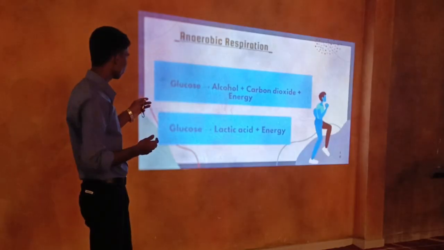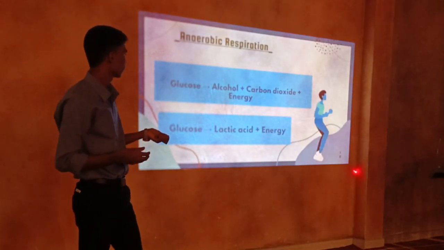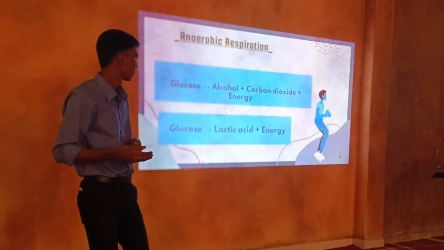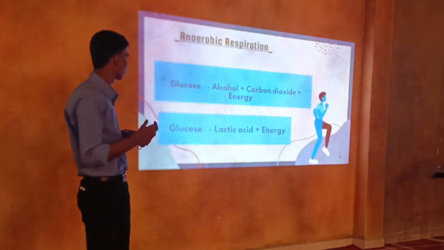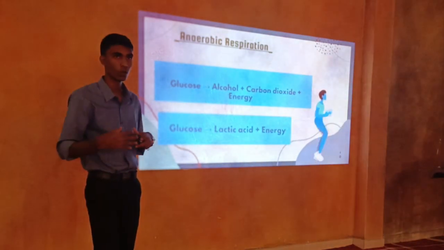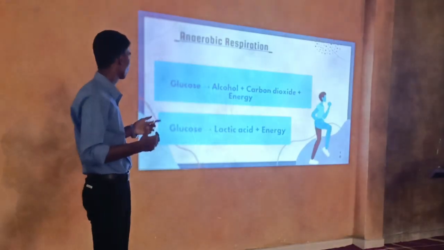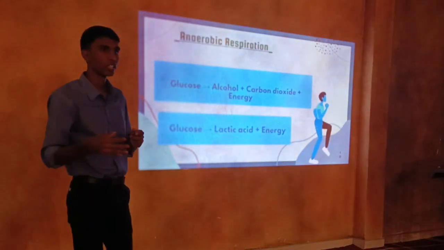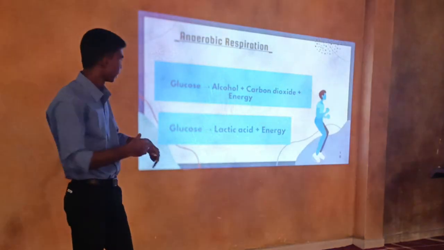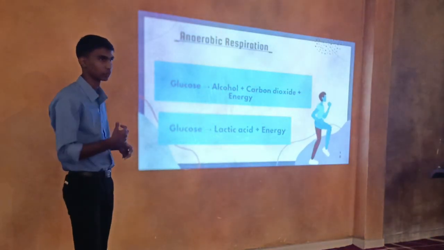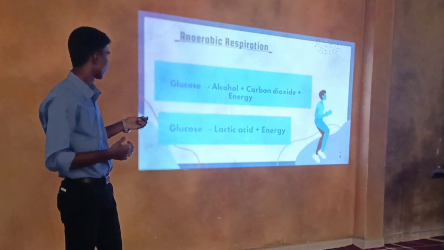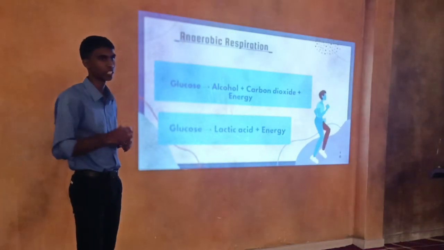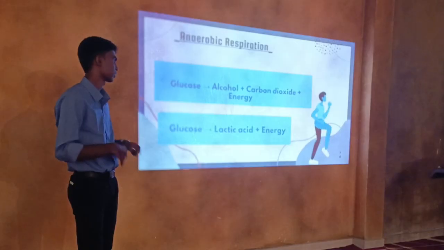So you may think, why is this man running there? Actually, when we are doing heavy activity or exercise, anaerobic respiration occurs in our muscle cells. That's why you may feel cramps or pains in your muscles when you are doing heavy activity. That's because of lactic acid. It produces less energy than aerobic respiration.